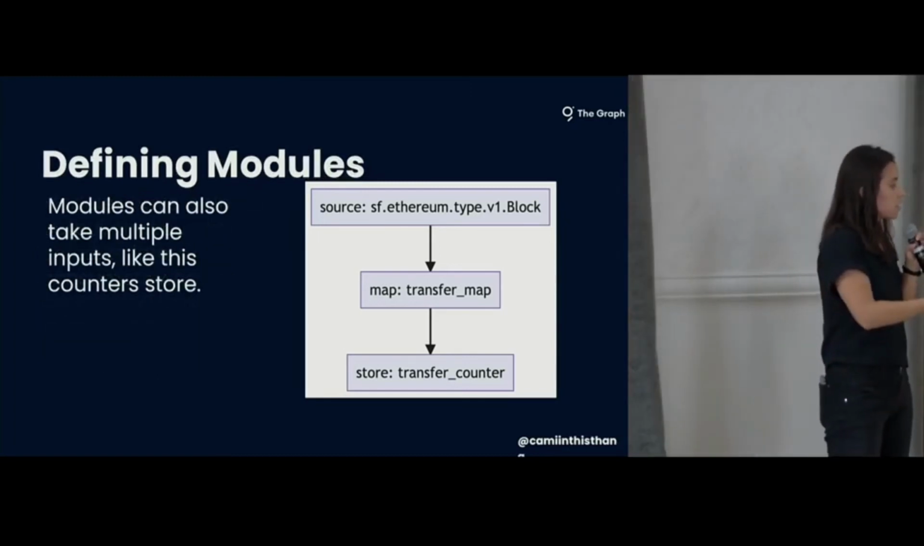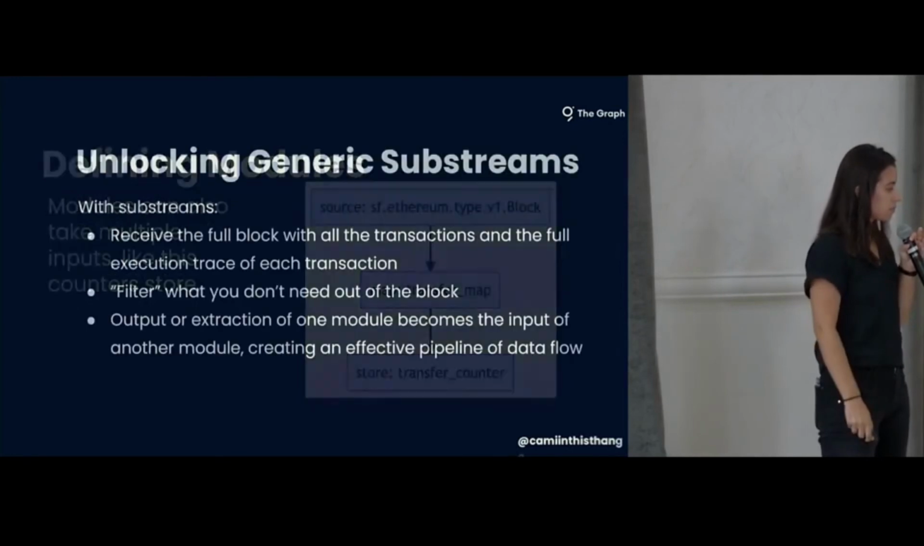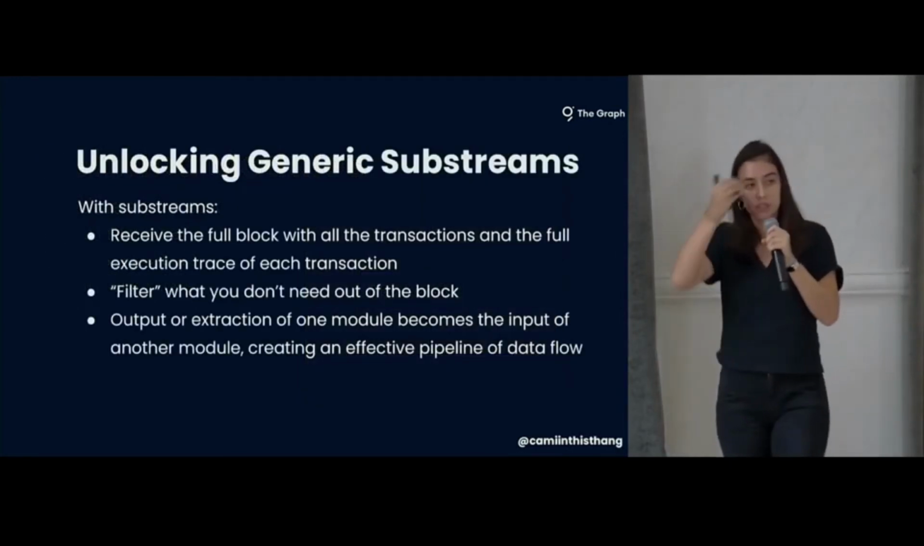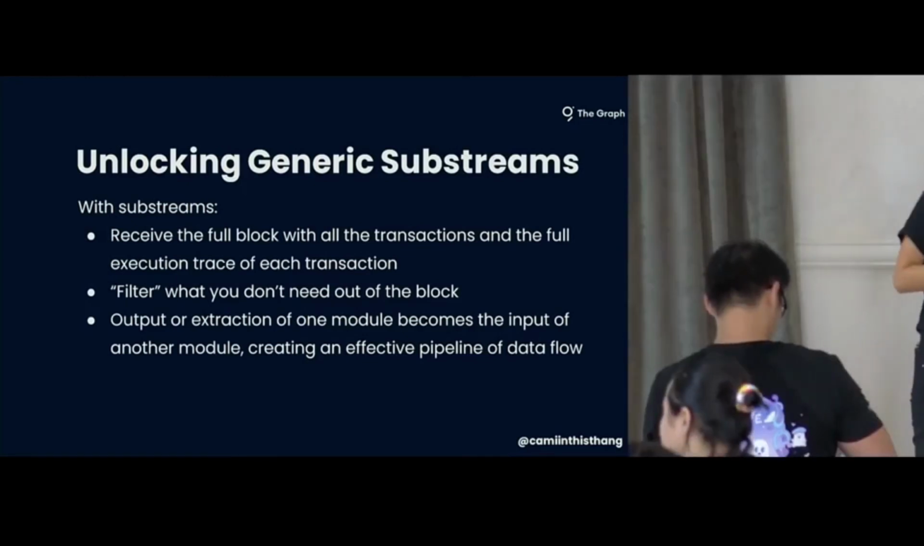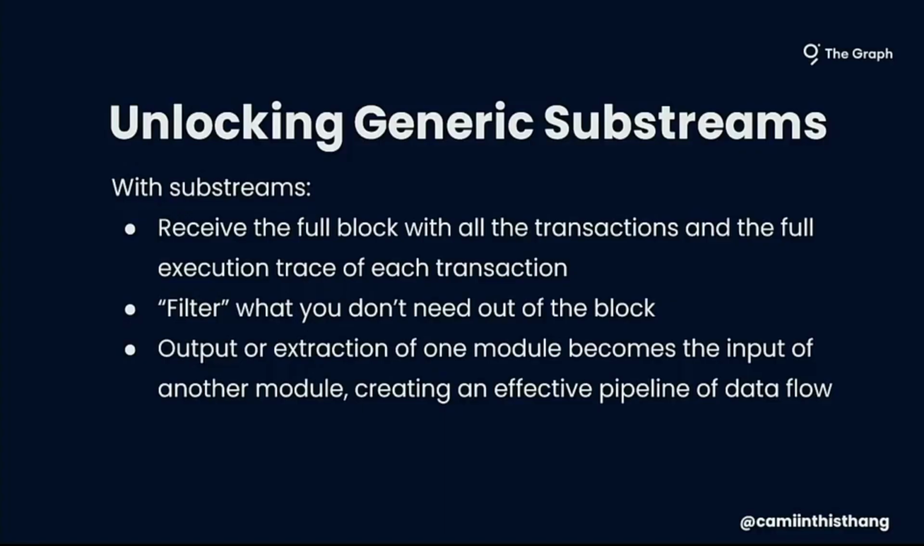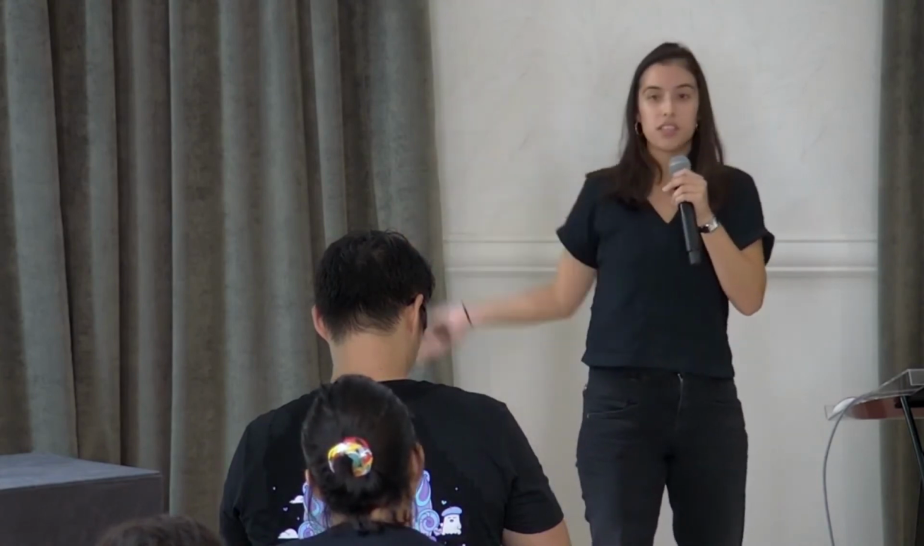And then modules can also take multiple inputs like this one. But really what's cool is that with substreams, you can unlock generic substreams. So before, like I said, with the graph, you had to pass in a contract address. So if you just wanted to do a generic subgraph, like give me the average gas price for certain blocks, and kind of just want to know all the different NFTs that were traded, you would have to take the contract of all the NFTs that you wanted to be included. There's no way to be like, just give me all the NFTs, give me all of the transfer events here. You needed to define this data source.